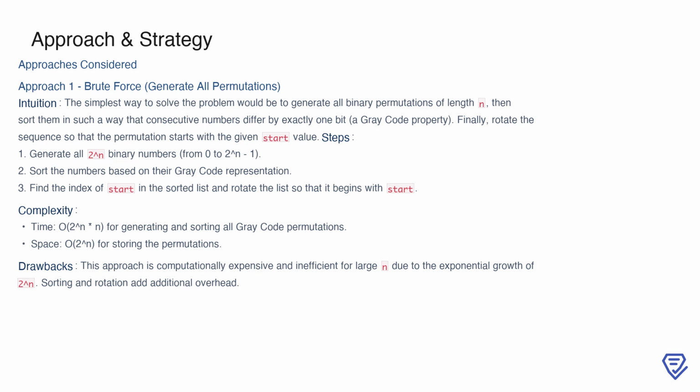While this method is conceptually simple, its computational cost is significant. Generating and sorting all permutations requires O(2^n * n) time, and storing these permutations takes O(2^n) space. These inefficiencies make this approach impractical for larger values of n, especially given the exponential growth of 2^n. Additionally, the extra steps like sorting and rotating further increase the overhead, which limits its scalability.